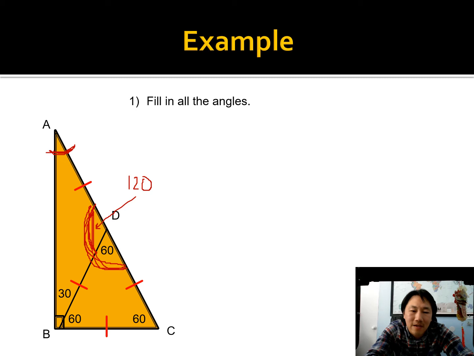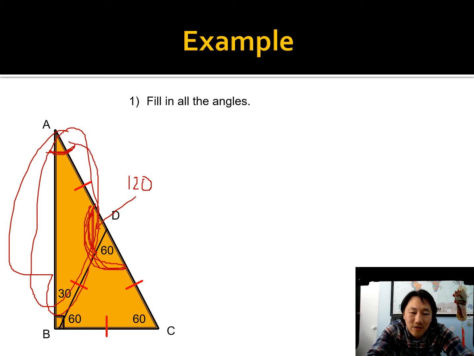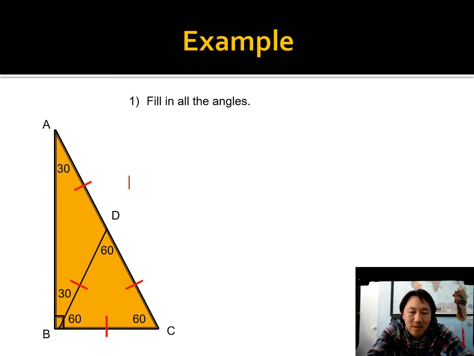Okay, and then we have a triangle here. All three of them have to add up to 180 degrees. If we have a 30 and a 120, then angle A must be 30, because all of them have to add up to be 180. All right, so we have filled in all of the angles. Let me clean it up just a little bit. Here's the 120 that was supposed to be there.